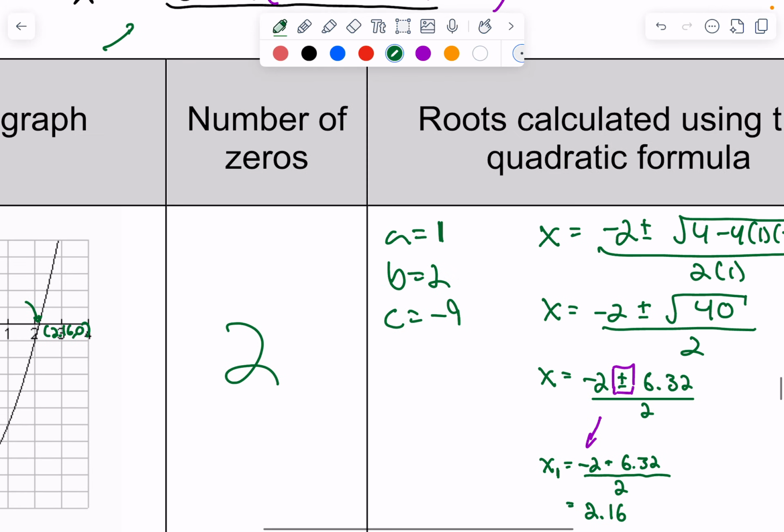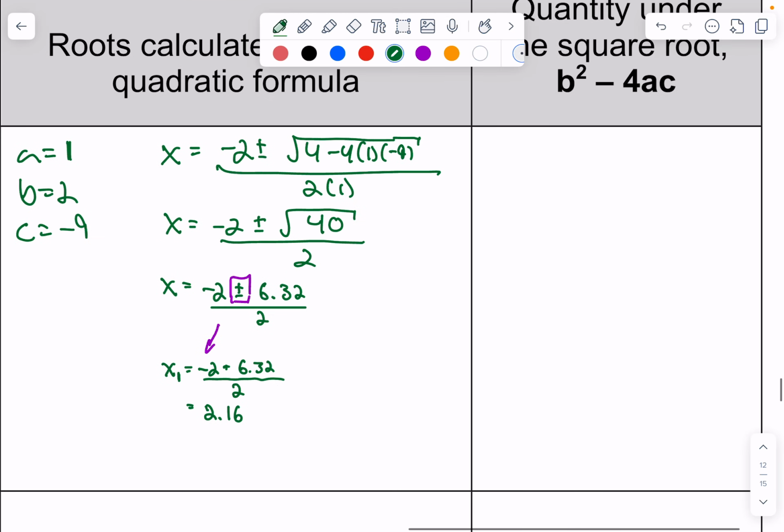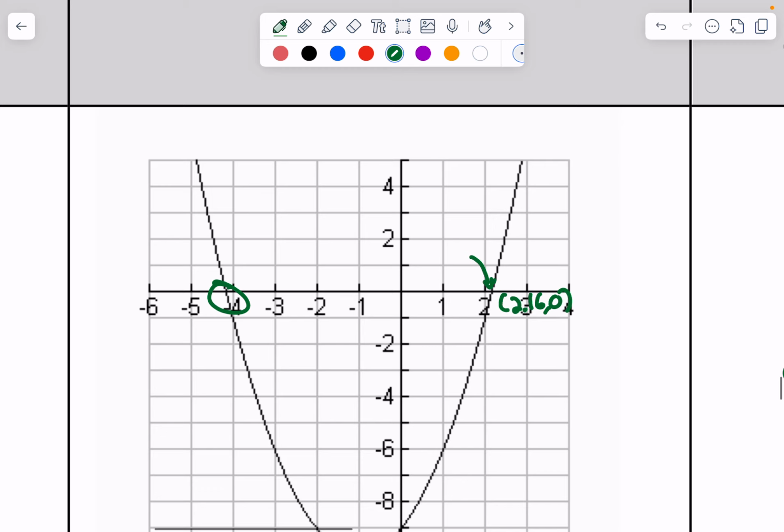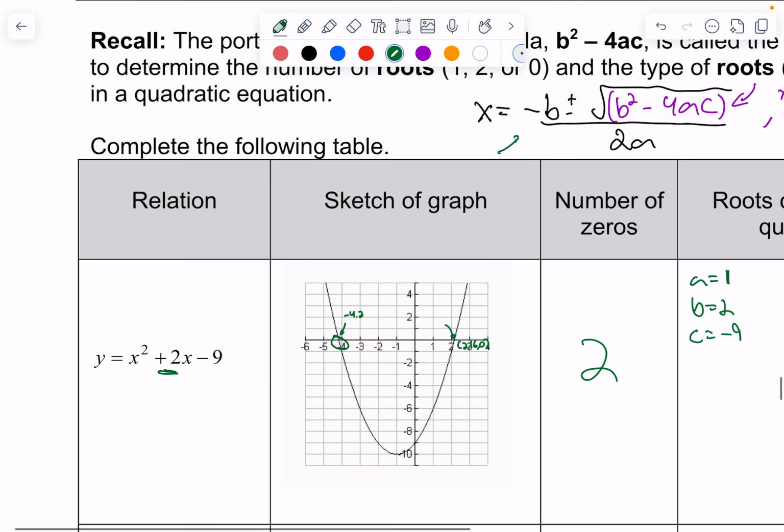All right, and then you have your other one where you do the subtraction version of it. So you would have your other x-intercept, and again, just use logic. You can see that's between -4 and -5, so you'd probably think it'd be like -4.2 something, right? Well, let's see.